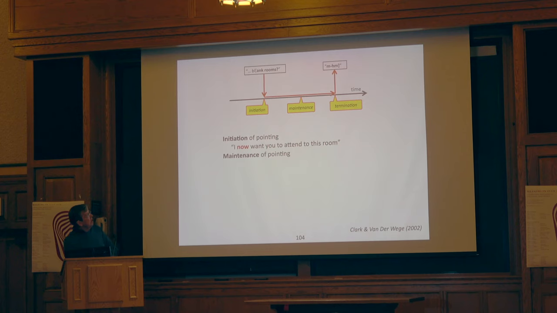With the initiation, she's saying, I now want you to attend to this room. Maintenance of pointing is, I continue to want you to attend to this room. And the termination is, I now consider getting your attention to be complete. So these are ways of using the very tiny gesture to do all of this work.